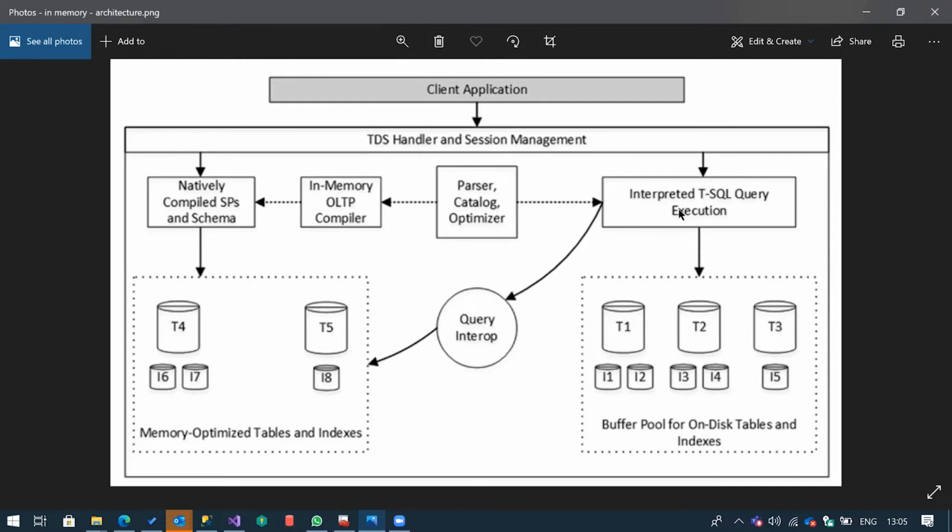But when you really want to access and get the best performance, you should use a natively compiled stored procedure, which is nothing else, we will see this later, than C code. It is C code which tells SQL Server how to access the memory space of SQL Server.